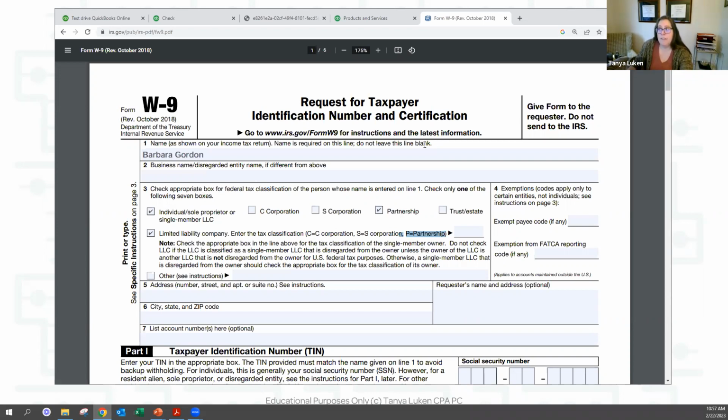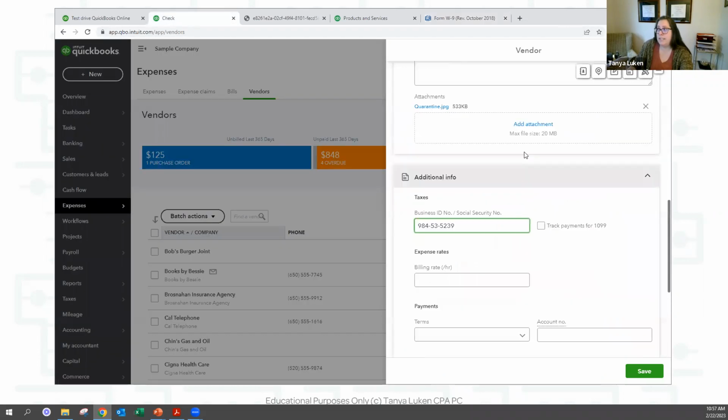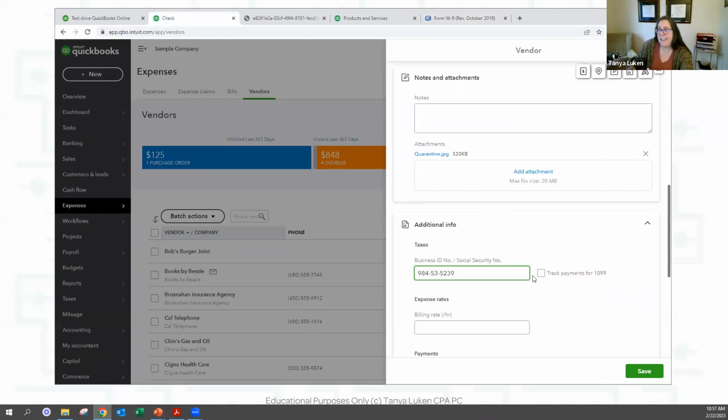Okay. When they fill this form out for you, you would attach it here. And then if they checked one of those three things, you would check this box to track the payment for 1099s. All right. We're not going to talk in detail about 1099s today. But again, if you Google, how do I do 1099s in QuickBooks Online, you'll see 1.5 million YouTube videos about how to do it. Okay.